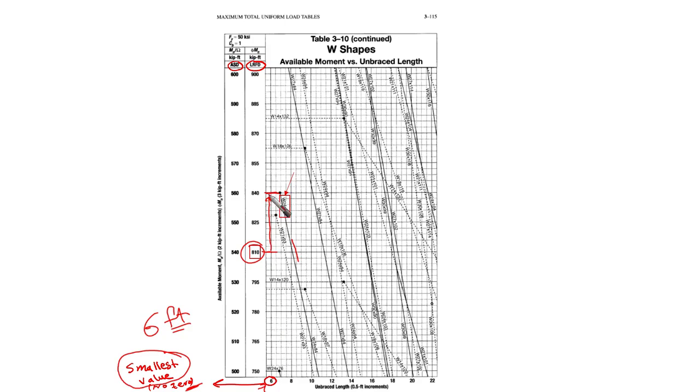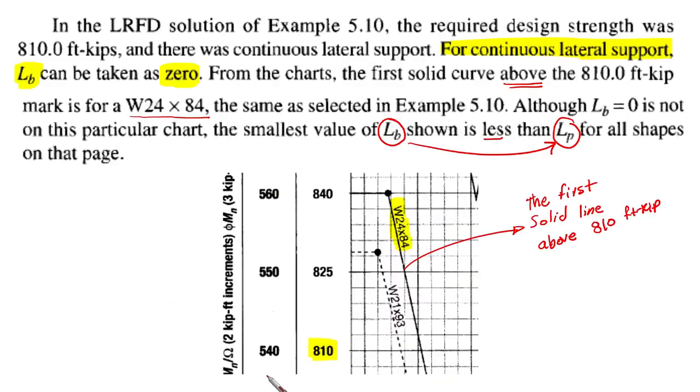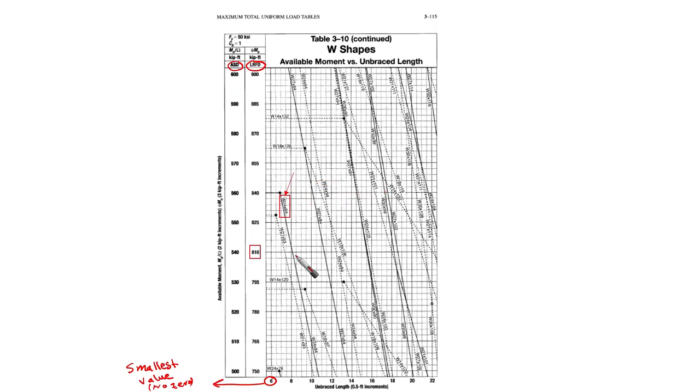Still you are on the safe side, within the limit. Okay, it's less than 6 feet, and this is what we are trying to say here. Although LB equal to 0 is not in this particular chart, the smallest value of LB shown is less than LP for all shapes on that page. Okay, so we are dealing with this one. Okay, next.